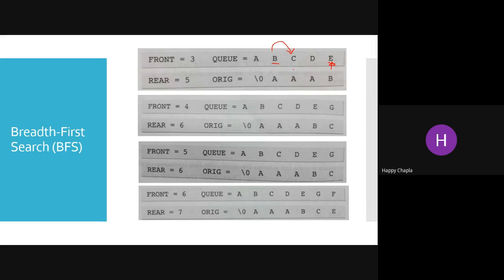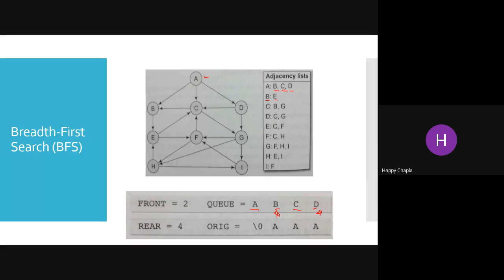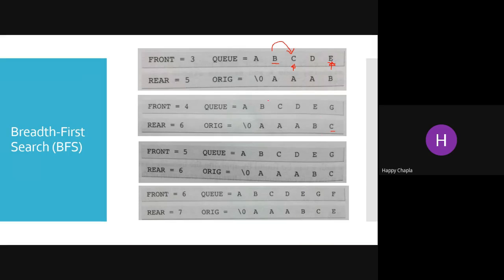So now my origin will become C, right? A I had discussed, B we had discussed. Now my origin is equal to C. So now go over here. What is the adjacency list of my C? B and G. So B we had already taken, so no requirement to take B one more time. So this is C and G only.